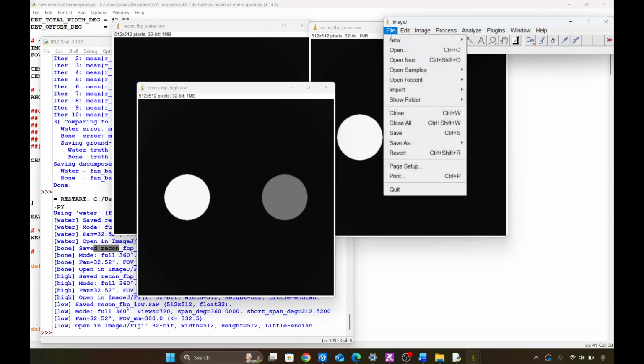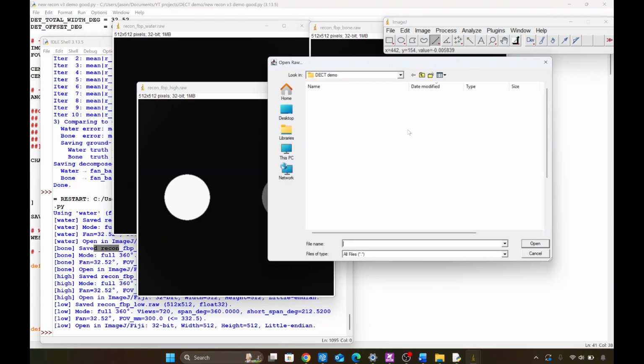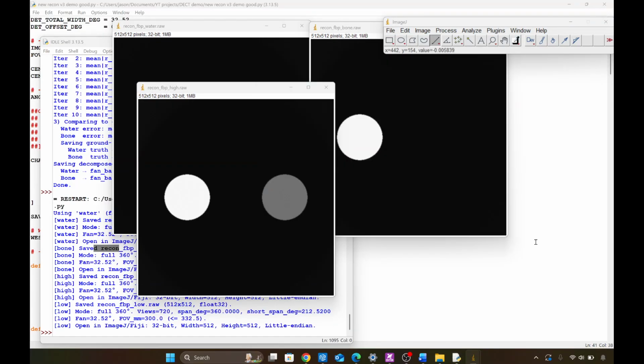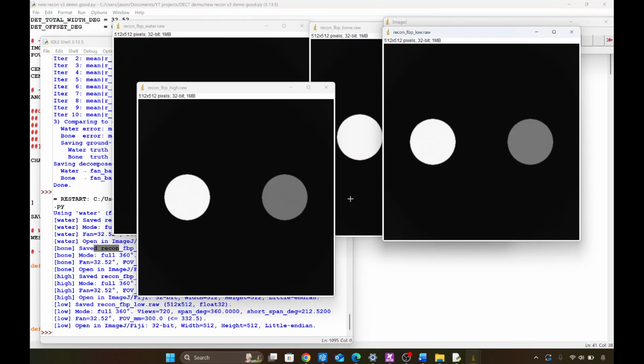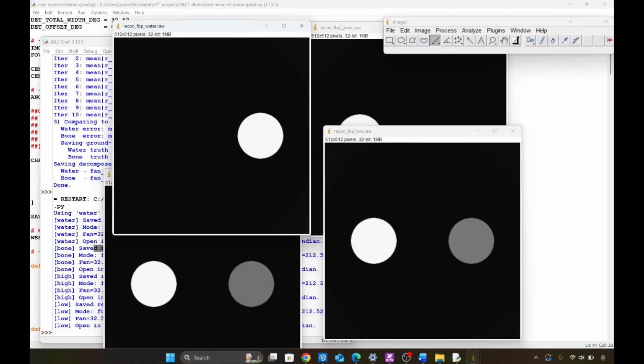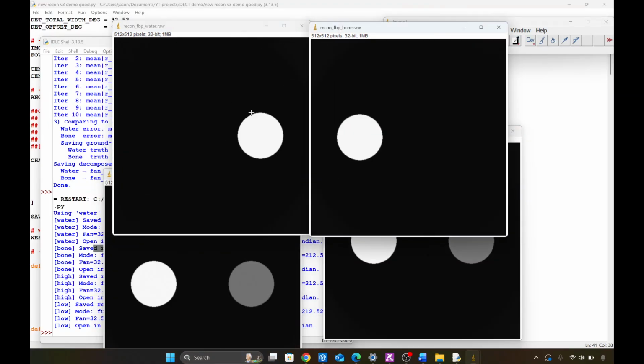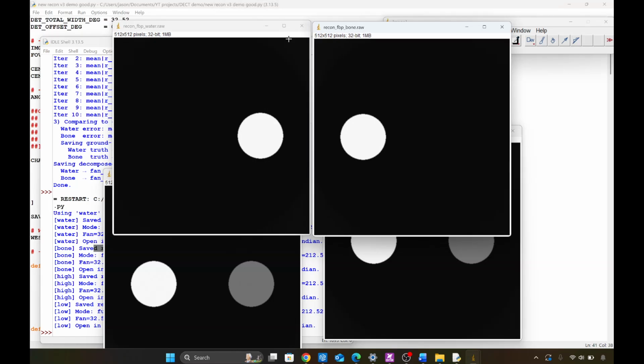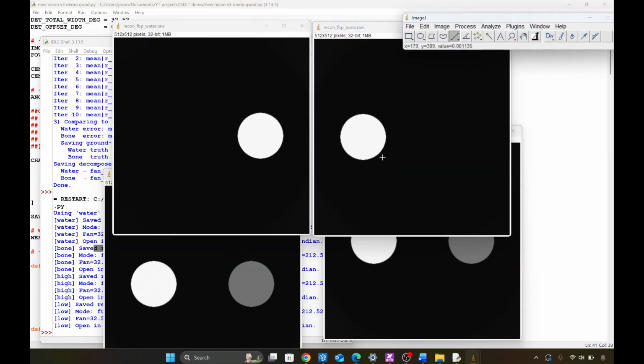So it's done now. Let's open it. And this is the image reconstructed with the sinogram generated by the low energy spectrum. And we can see how nicely the decomposition separates the bone and the water insert, which are our bases in this example.